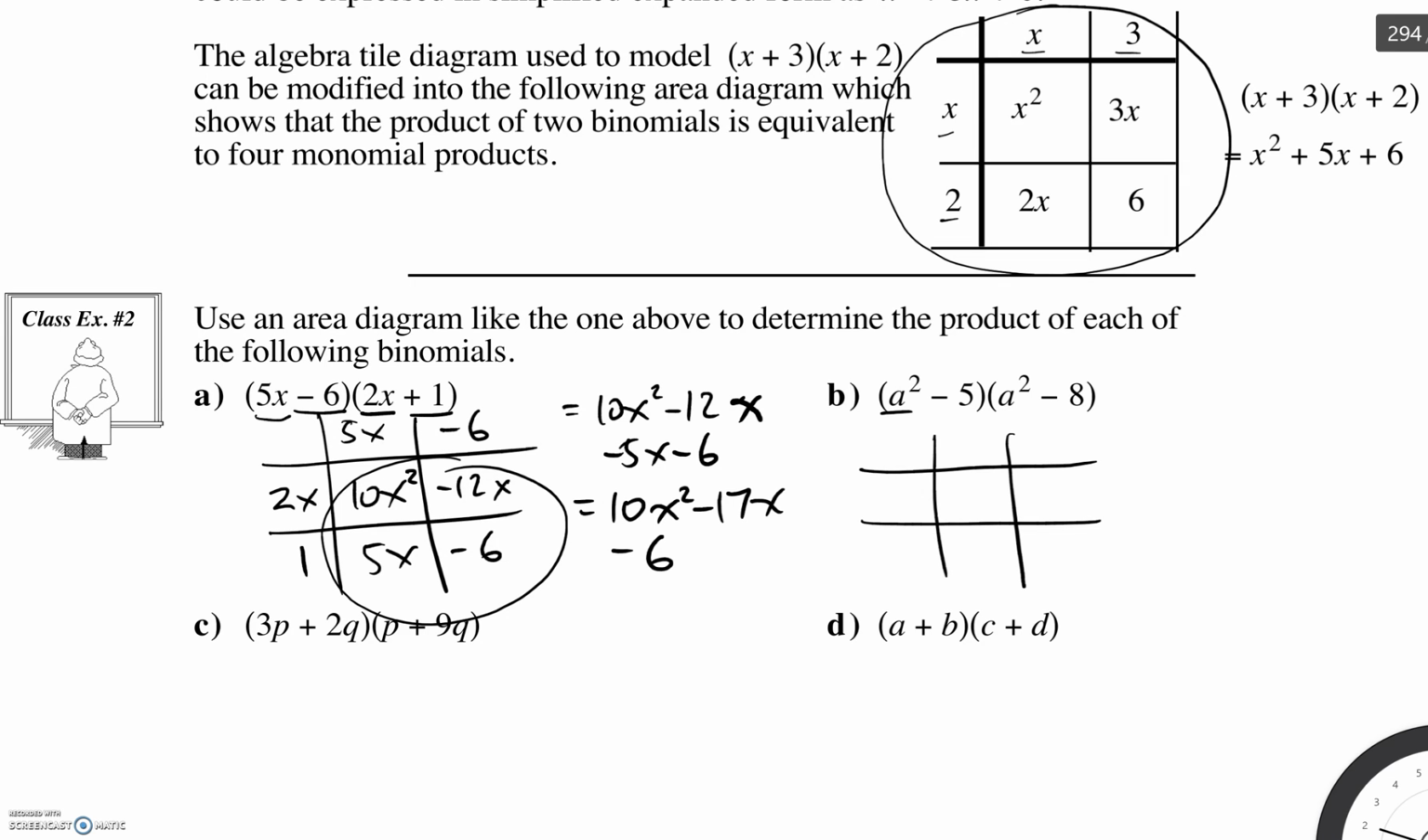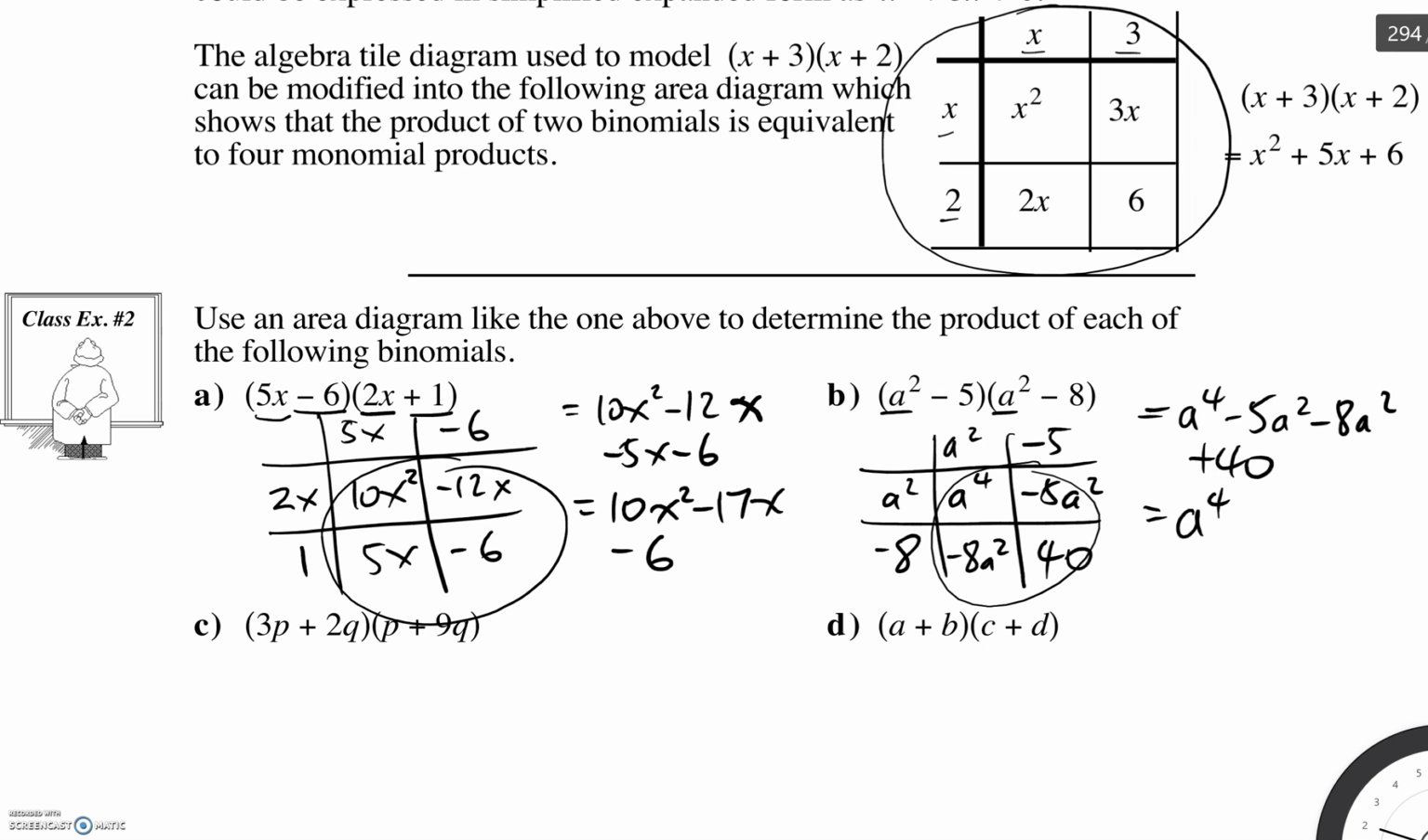So splitting up these terms, positive a squared, negative 5, positive a squared, minus 8. A squared and a squared is a to the 4. A squared times negative 5 is negative 5a squared, negative 8 times a squared is negative 8a squared, and negative 8 times negative 5 is positive 40. We're going to add these all together. We get a to the 4 minus 5a squared minus 8a squared plus 40. And the solution is a to the 4 minus 13a squared plus 40.